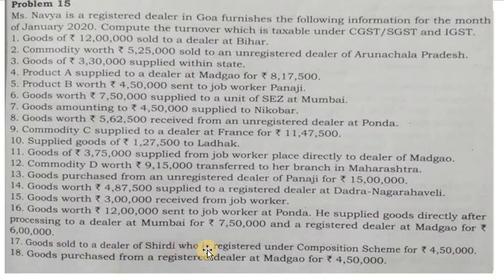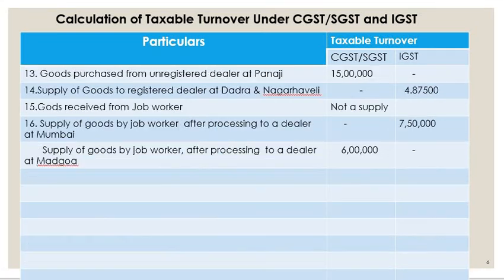Goods sold to a dealer of Shirdi who is registered under the composition scheme. Okay, so we are not worried about registered, unregistered, or composition scheme, whichever scheme. What is important is whether it is a supply. Here goods are sold to a dealer of Shirdi, so it is a supply. What is the nature of supply? Shirdi is in Maharashtra. Goa is a separate state, Maharashtra is a separate state, so it is between two states. So it is an interstate supply. Which tax has to be levied on this amount? It is IGST.